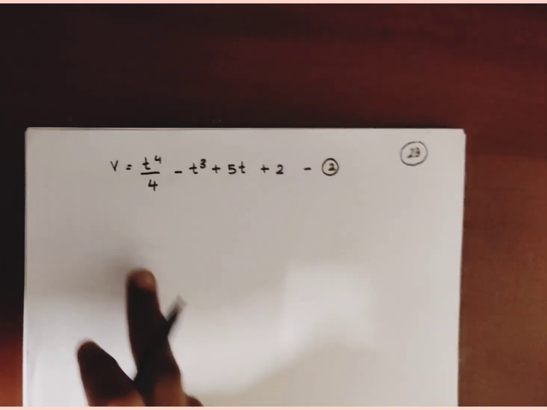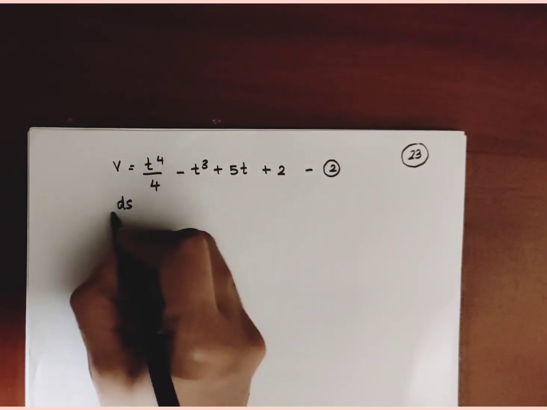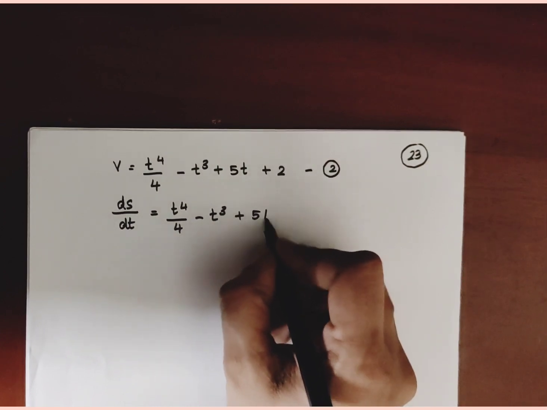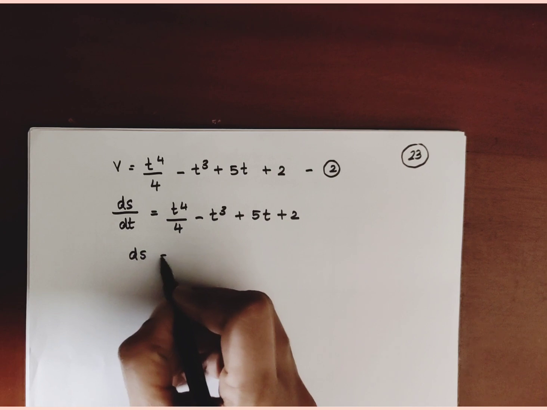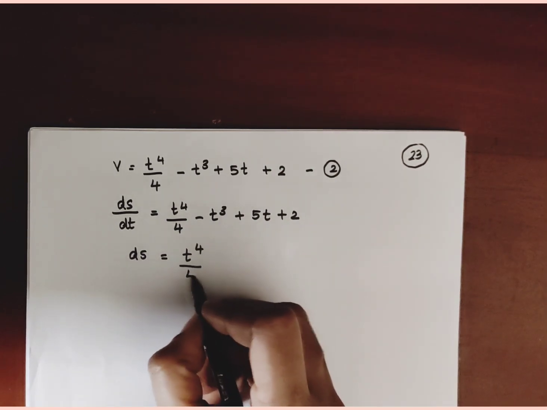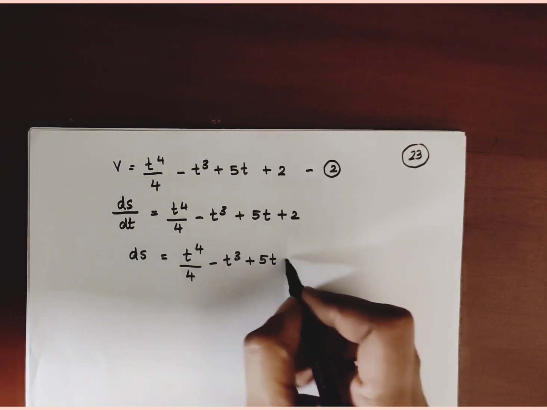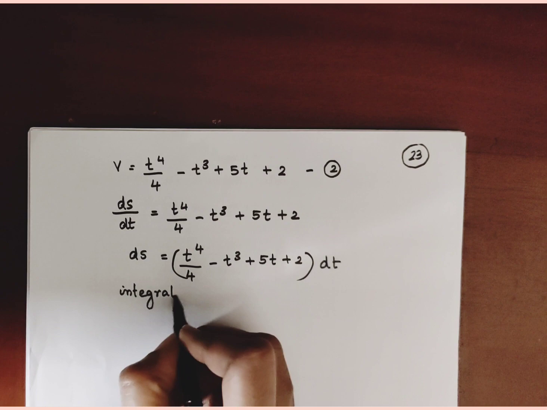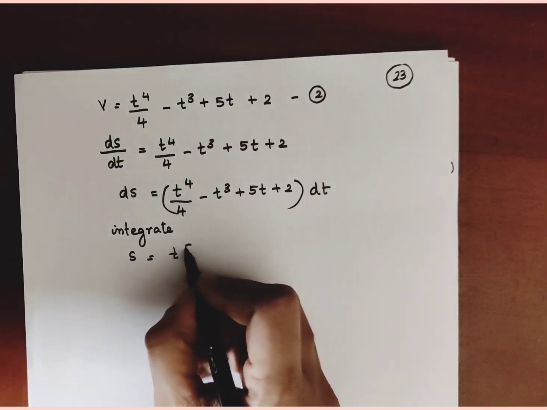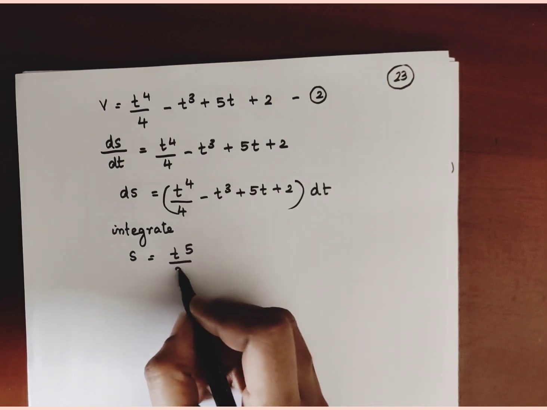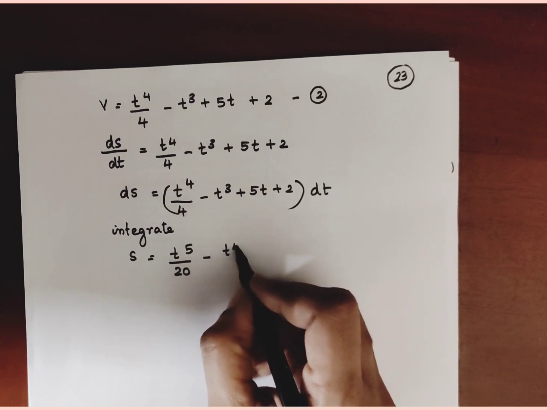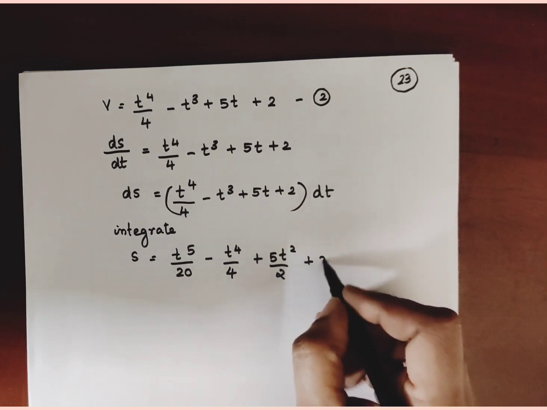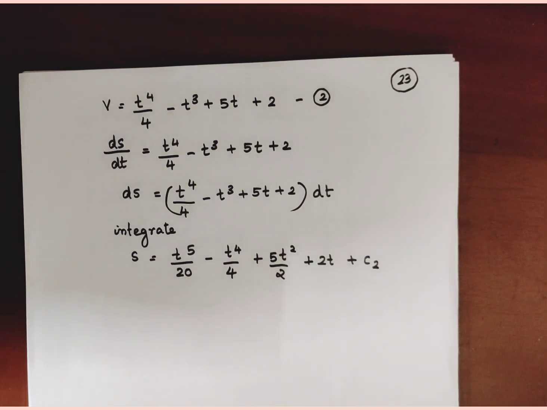So in order to calculate the displacement, you have to start with this equation. So here you have to substitute ds by dt, which is equal to t raised to 4 by 4 minus t cube plus 5t plus 2. So ds is equal to t raised to 4 by 4 minus t cube plus 5t plus 2 into dt. So the above equation you have to integrate. So here s is equal to t raised to 5 by 5, so 4 into 5 is 20, minus t cube. When you integrate, you will get t raised to 4 by 4 plus 5t, that is t square by 2, plus 2t. Then the constant of integration you have to assume as C2.